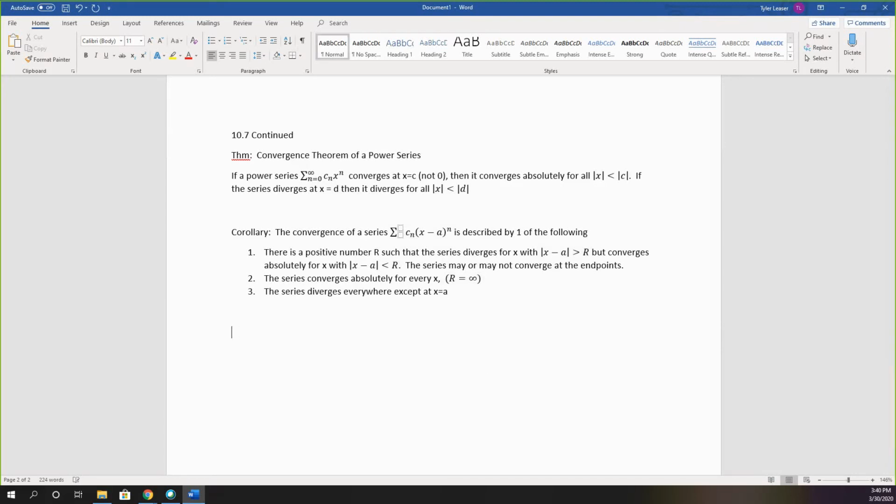From this, we're going to have some definitions. So the first thing is that R value that we're talking about. This is called the radius of convergence. The other thing is the interval. So same definition here, but the interval centered at a with radius R is called the interval of convergence.